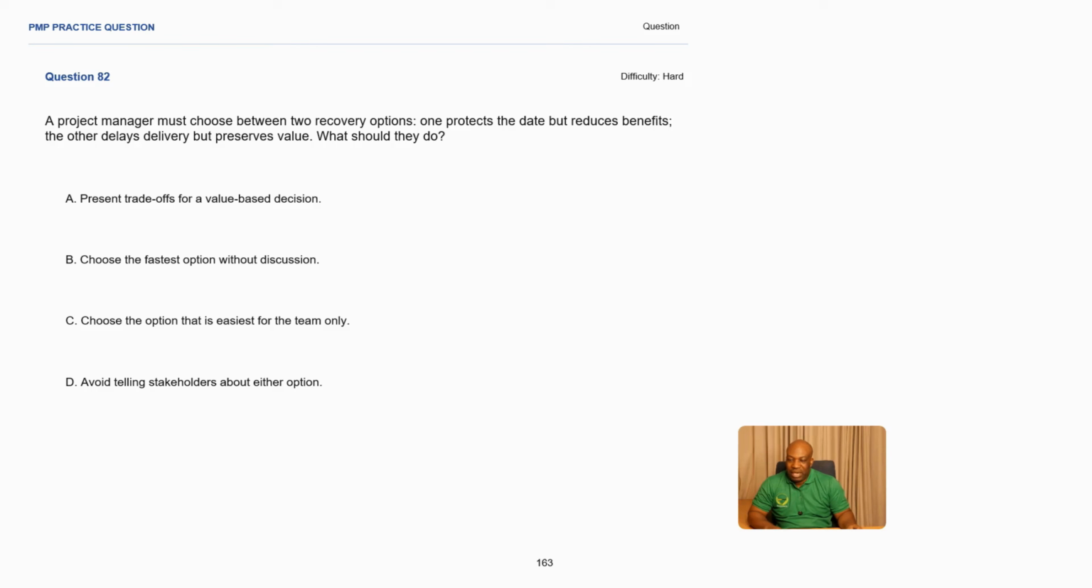Okay, practice question number 82, which is also classified as difficult. A project manager must choose between two recovery options. One protects the debt but reduces benefits. The other delays delivery but preserves value. What should they do? This is very important. Interesting. So we have a project manager who has to choose between two recovery options. One that is going to protect the debt and reduce benefits. Then the other one is going to delay delivery, but it's going to preserve value.